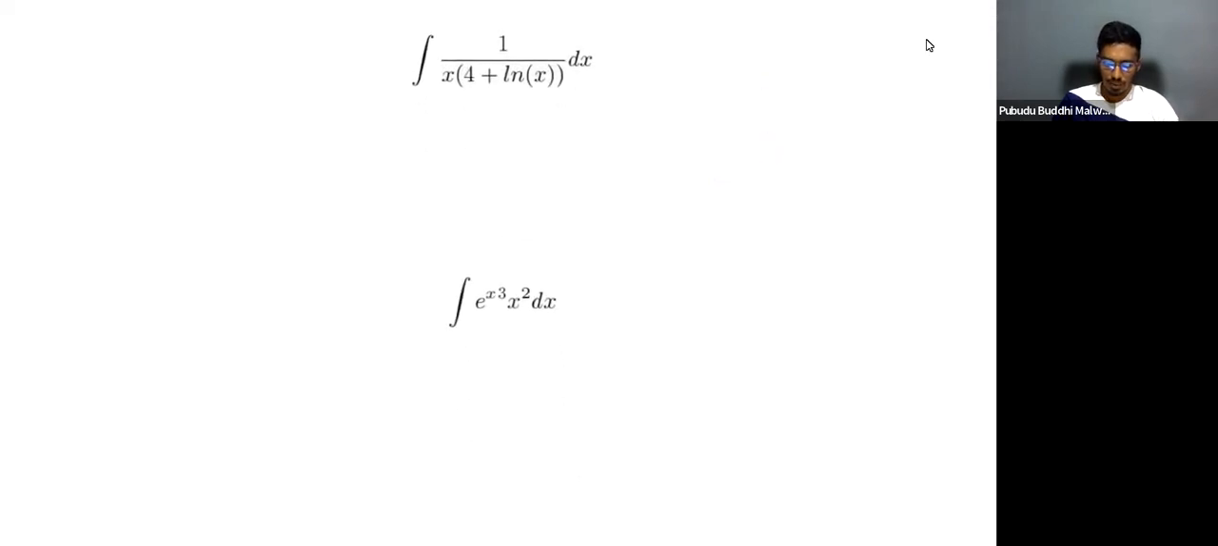Okay, I would like to express that integral like this. Now, because 1 over x is the derivative of natural log of x, so I can use u equal natural log of x as my substitution. But what about that 4?